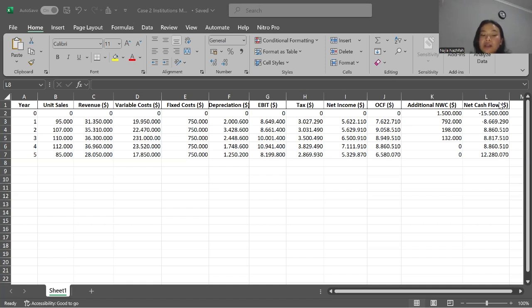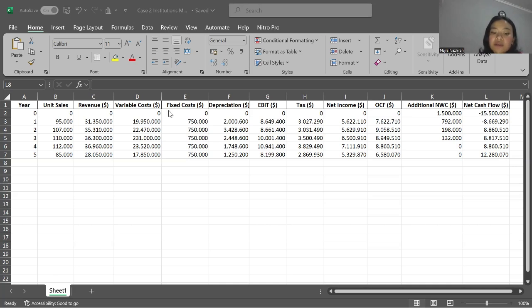Next is year 1, the first year of operation. Unit sales are 95,000. Selling price per unit is $330. Variable cost per unit is $210. And fixed cost $750, and the depreciation rate is 14.29%.